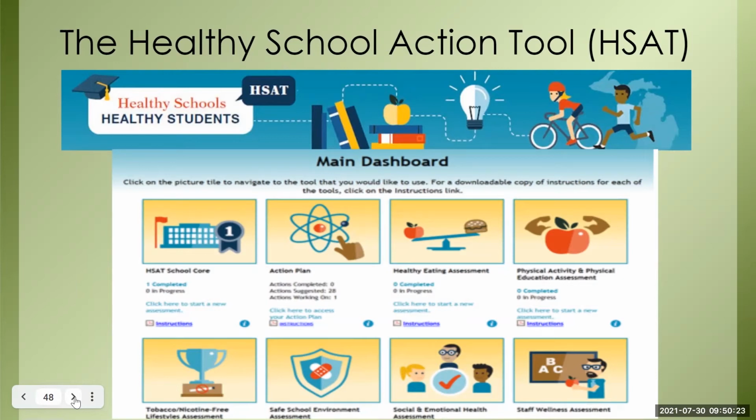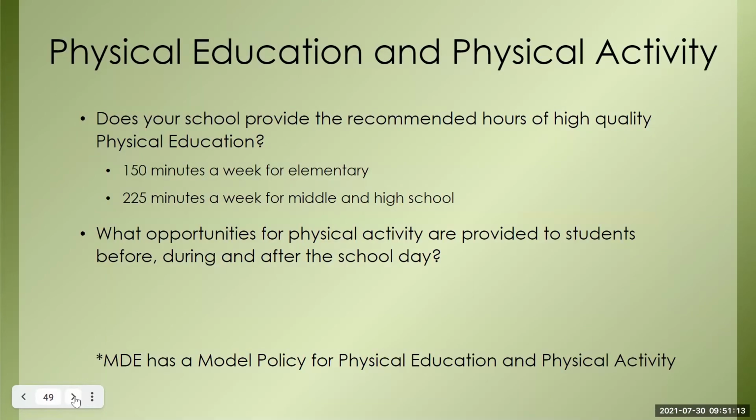We ask that first, you look at the main dashboard, and you can see that there's an HSAT school core. When we're working with schools, we ask that all schools do the HSAT school core component. You can see that there's a healthy eating assessment, a physical activity assessment, and a tobacco, nicotine, safe school environment assessment. That's your school environment and your school climate. And there's your social emotional health assessment and your staff wellness assessment. You can take any or all of these assessments to see where you are in each one of these components. And these are some of the questions.